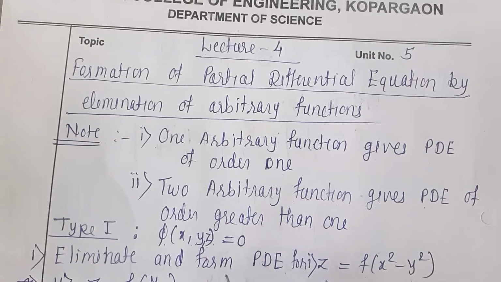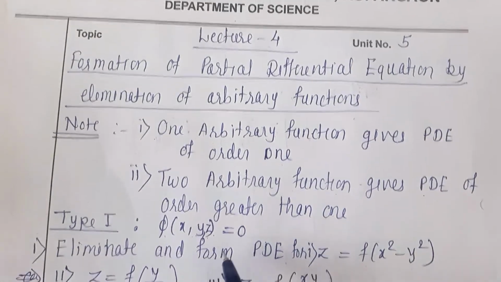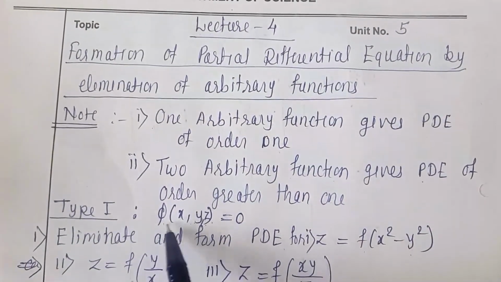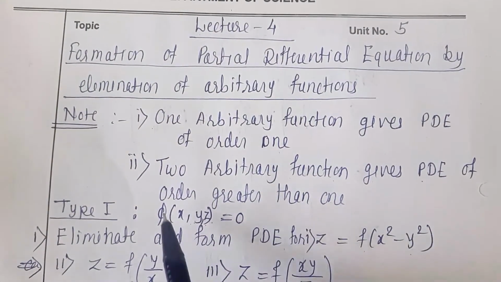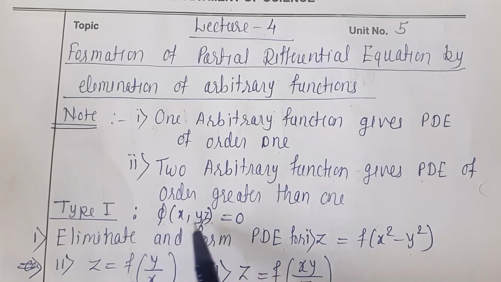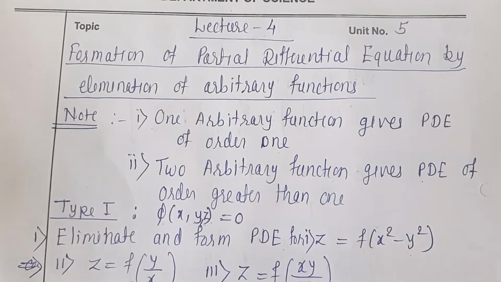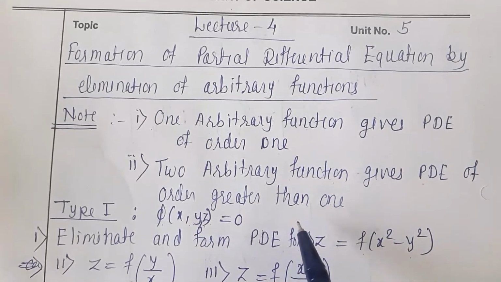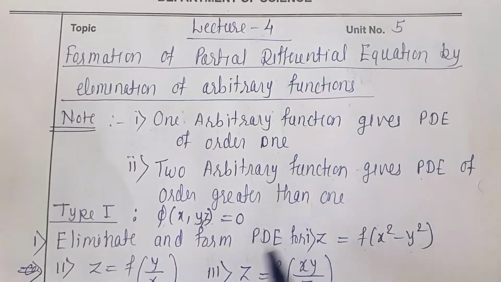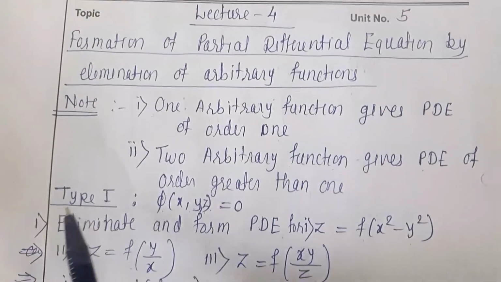So there are two types of problem. The first type of problem is phi of x, y, z is equal to 0, where phi is an arbitrary function and z is the dependent variable which depends on x and y. Another type of problem is phi of u, v is equal to 0. That we will see later.